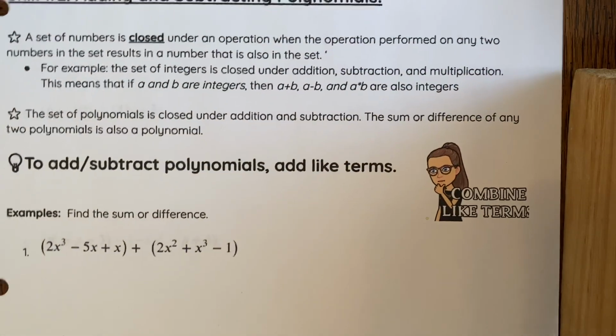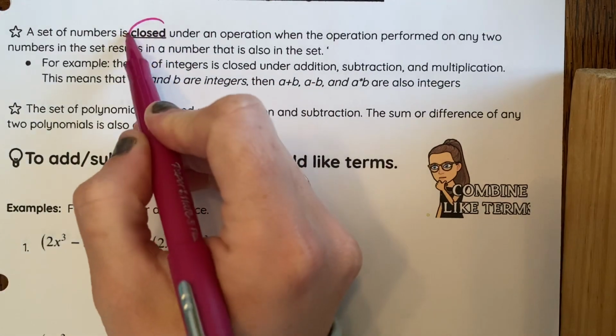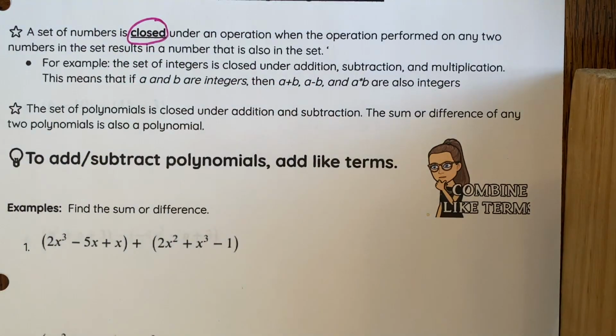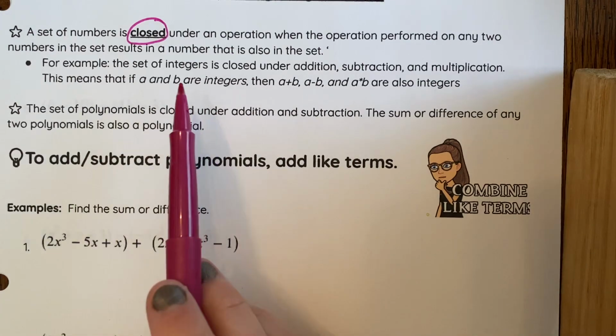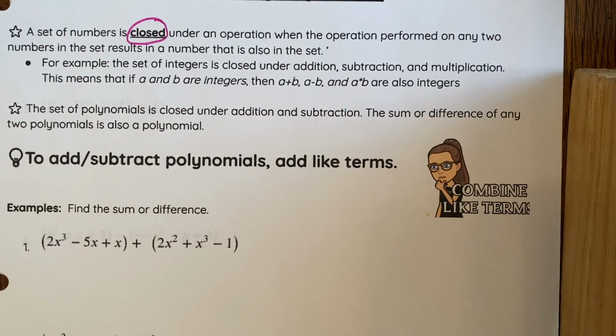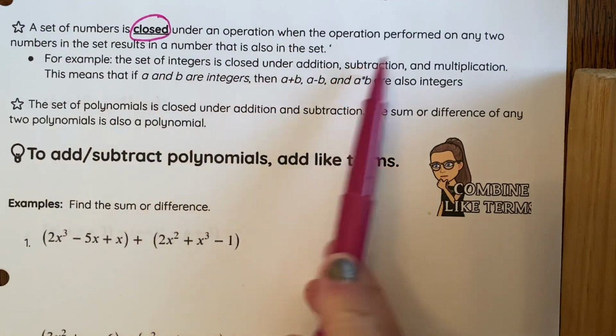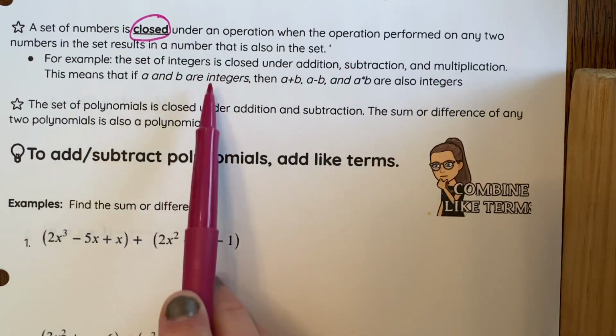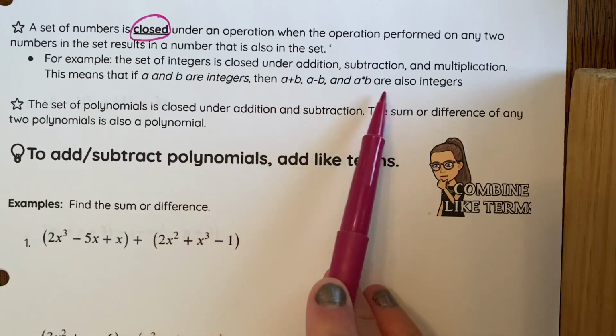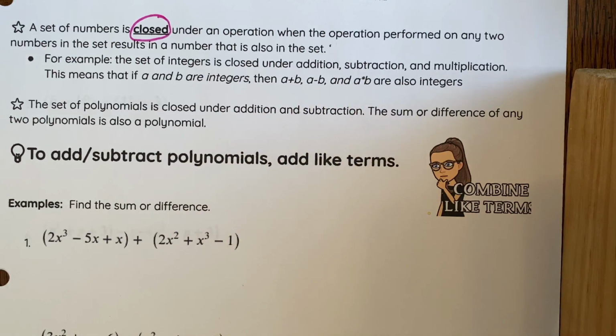So the first definition that we have is this idea of closure and what it means to be closed under an operation. Basically, something is closed if when you perform an operation like addition, subtraction, or multiplication, you get out the same thing. It gives the examples of integers being closed under addition, subtraction, and multiplication, because if a and b are integers, then when you add, subtract, or multiply them, we also get integer values.